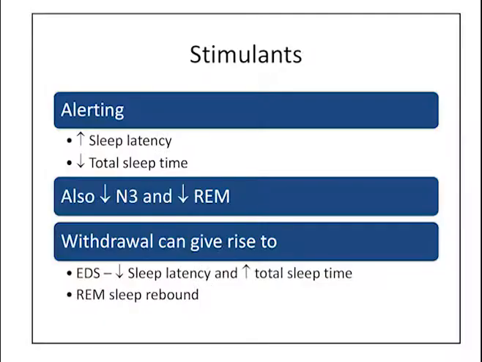Let's look at stimulants. Stimulants, by their very name, are alerting. So taken acutely, they will increase the time it takes for you to fall asleep, and they will decrease total sleep time. But stimulants also, because of their nature, will decrease N3 and REM sleep. So what happens when you take them? You'll be alert, but also you will have less sleep.